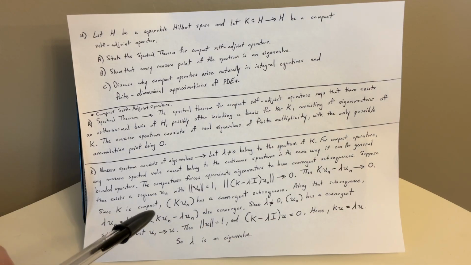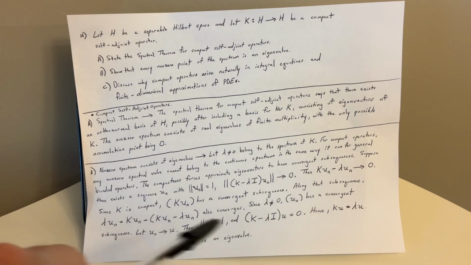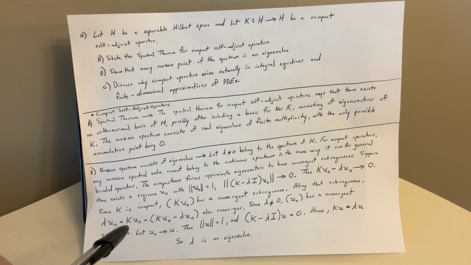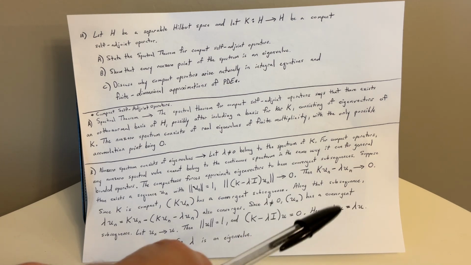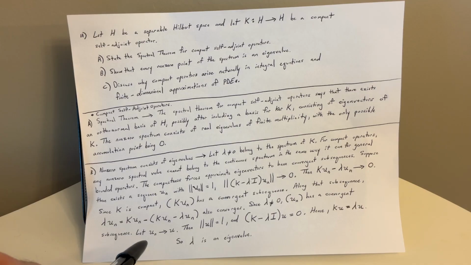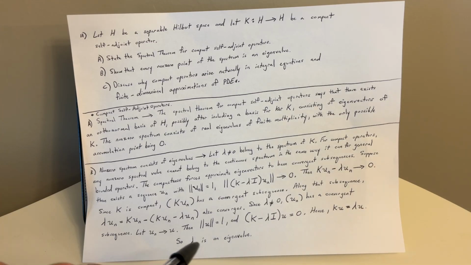Since K is compact, K u sub n has a convergent subsequence, and along that subsequence we get that lambda u sub n equals the following difference. That also converges, and since lambda cannot equal 0, u sub n has a convergent subsequence. So letting u sub n go to u, the norm of u equals 1, and we get the following product equals 0, and hence Ku equals lambda u. So lambda is an eigenvalue.